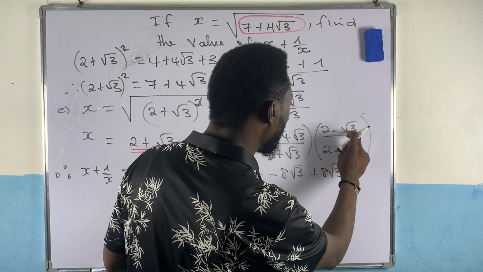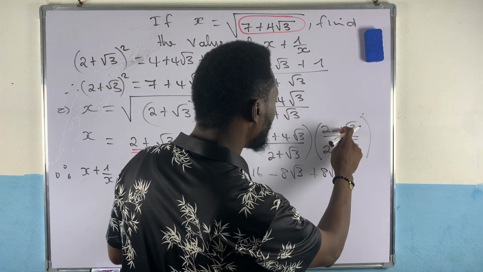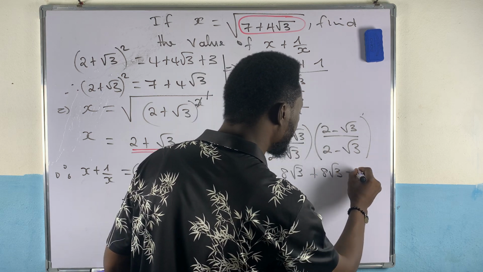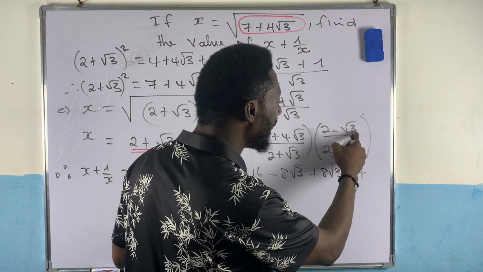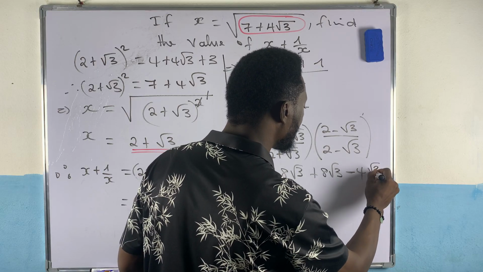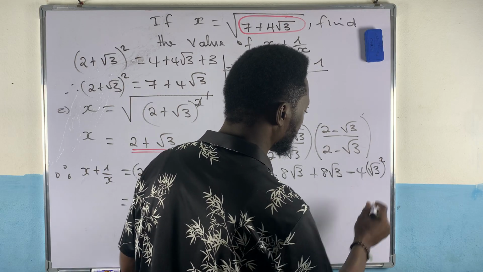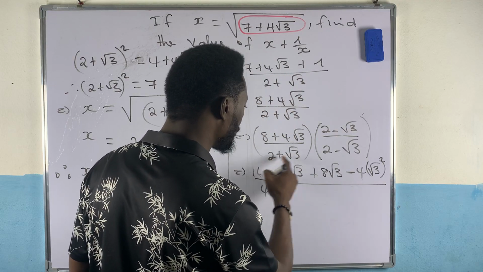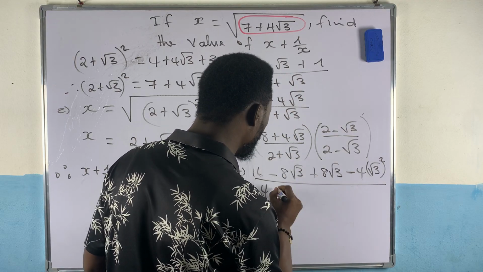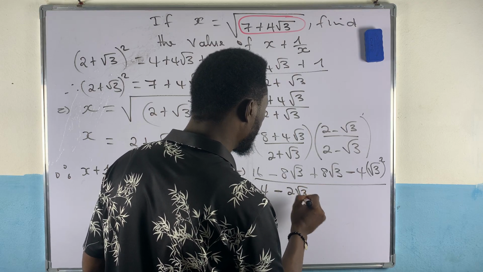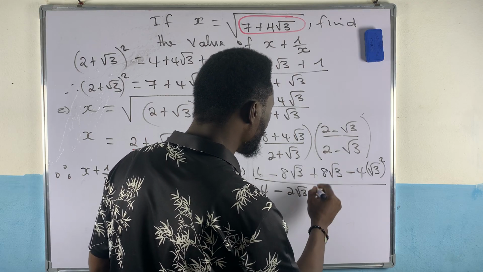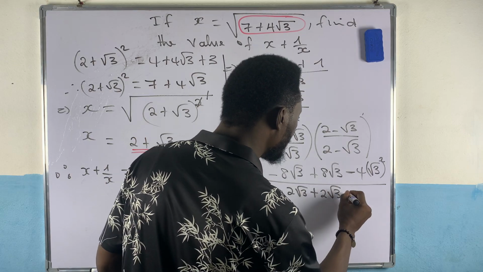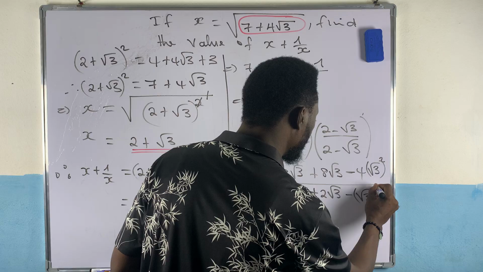Then 4 multiplied by this will give us, like I said, the value in front of my root 3 is 1. So 1 multiplied by 4 is 4. Then root 3 multiplied by root 3 is root 3 squared. All that over 2 multiplied by 2 is 4. 2 multiplied by negative root 3 will give us negative 2 root 3. Root 3 multiplied by 2 will give us positive 2 root 3. Root 3 multiplied by negative root 3 will give us negative root 3 squared.